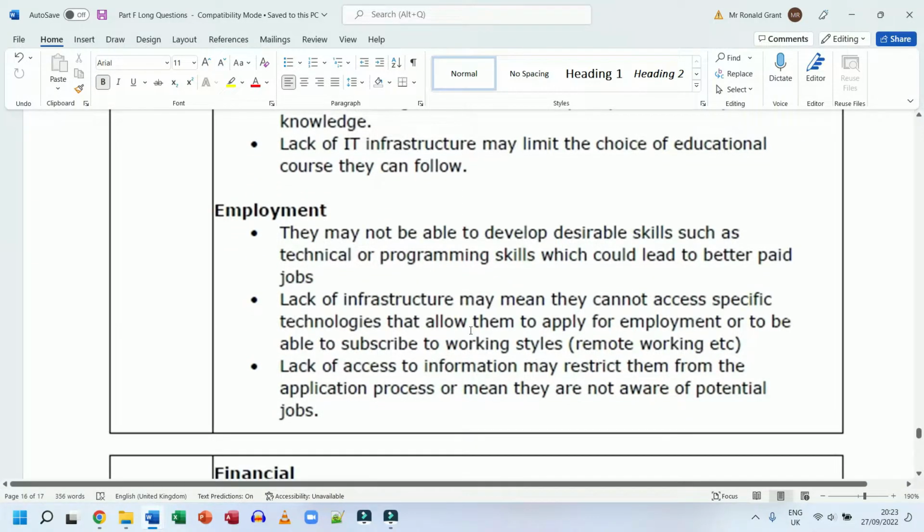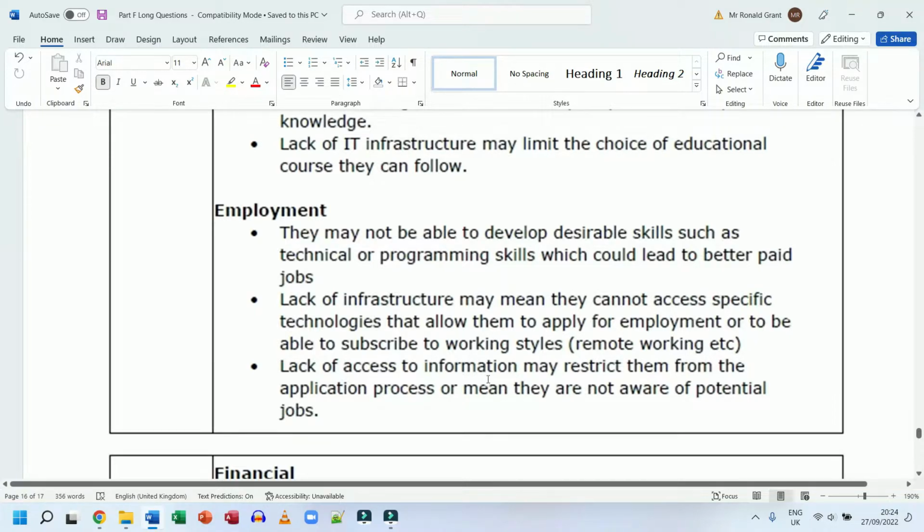Lack of infrastructure may mean they cannot access specific technologies that allow them to apply for employment or to be able to subscribe to working styles, remote working, for example. Here in the UK, remote working was so easy for most people because most of us have internet, most of us have access to the internet, sorry. Most of us have a smart device or multiple smart devices. So it was easy for us to simply stay at home, turn our laptops on, and work from home.